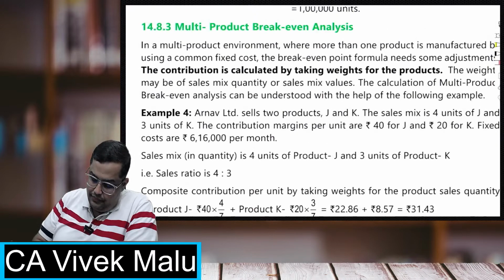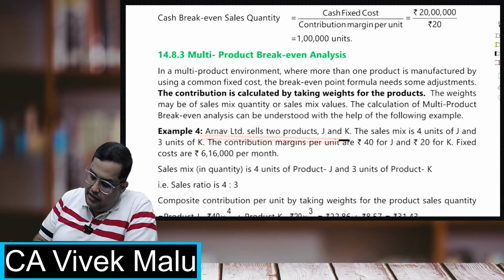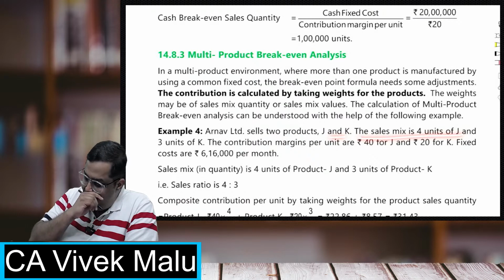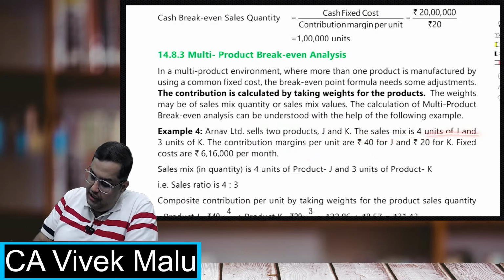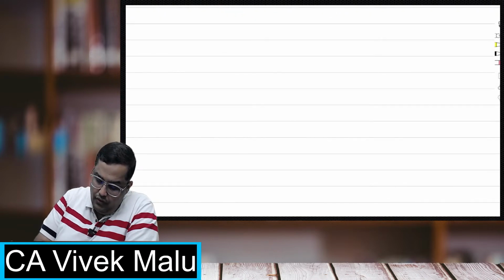See this one, a contribution multi-product break-even analysis. Arna Limited sells two products, J and K. The sales mix is 40 units of J and 3 units of K. So what is the sales mix? The sales mix is 40 for J.